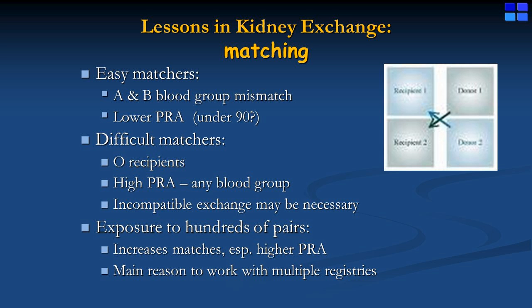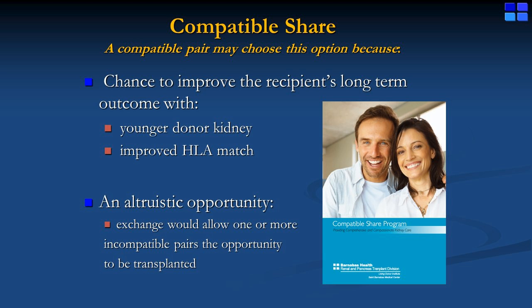Difficult matchers are always O recipients, and of course any high PRA. In that case, if your program is doing incompatible, you may consider an incompatible exchange, because you may be able to find a national donor who is less, quote-unquote, incompatible than the current intended donor. And in national registries, you're exposing your pair to hundreds and hundreds of donors, so you may be able to find that match that you couldn't internally.